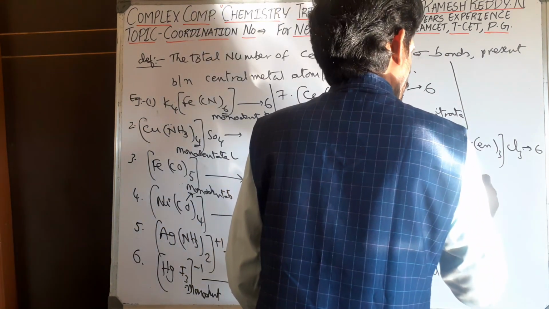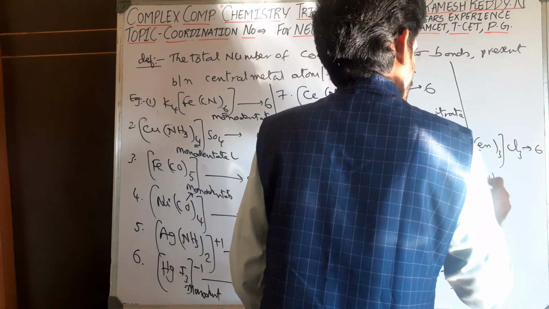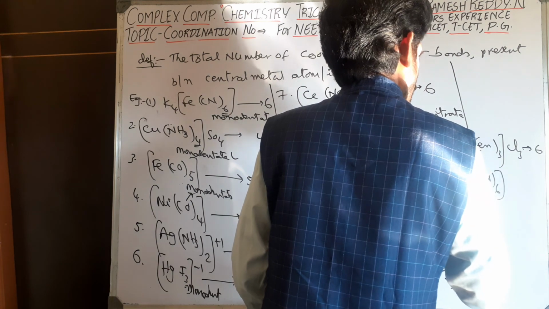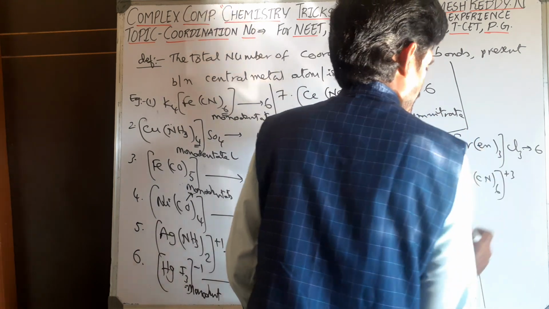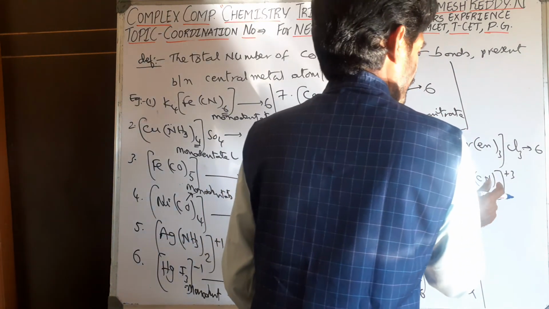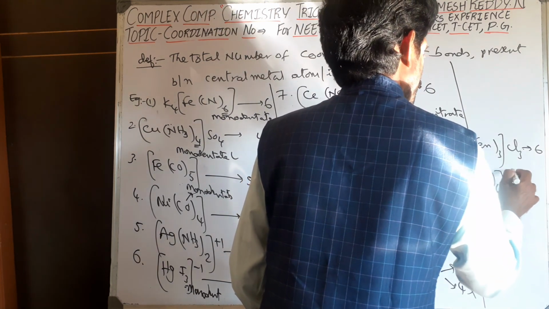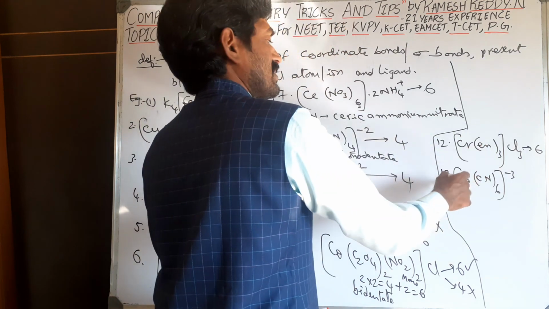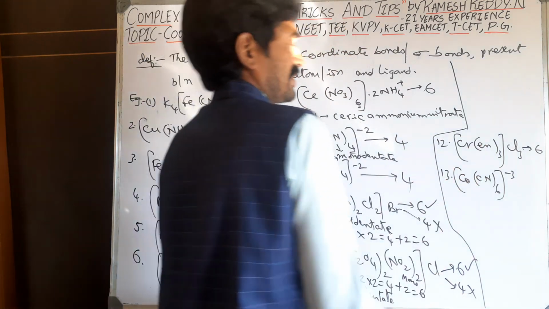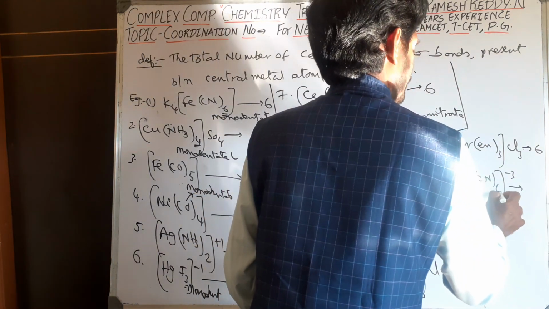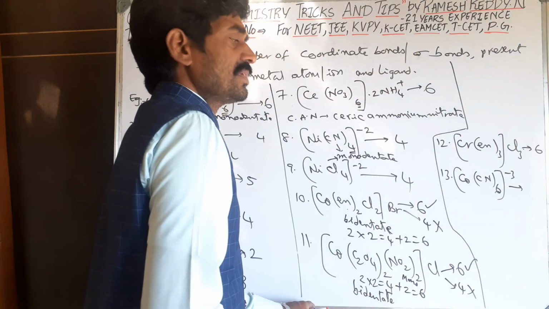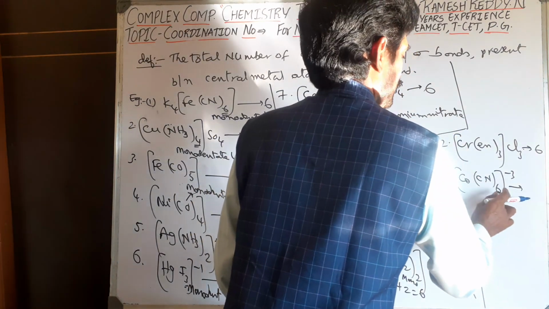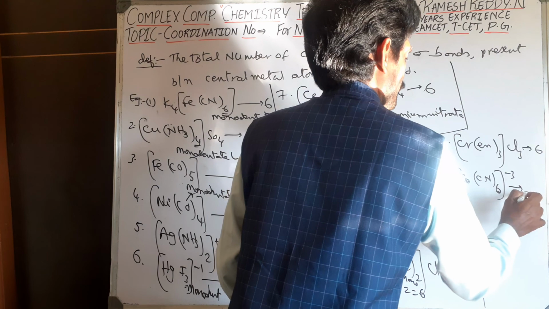Next, cobalt, CN taken 6, and it carries charge plus 3. So it is minus 3. So cyanide ions, 6 are there, minus 6. This minus 3 will come this side, plus 3, and cobalt is plus 3 oxidation number. Now, see, here the coordination number is 6 because 6 cyanide ions are there. They can form 6 coordinate bonds.